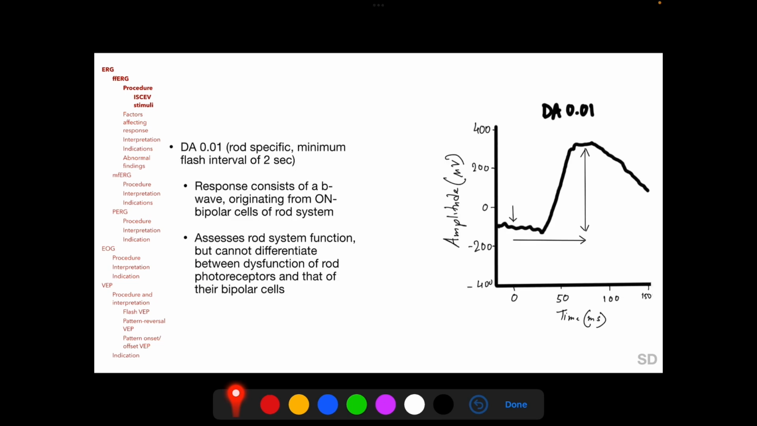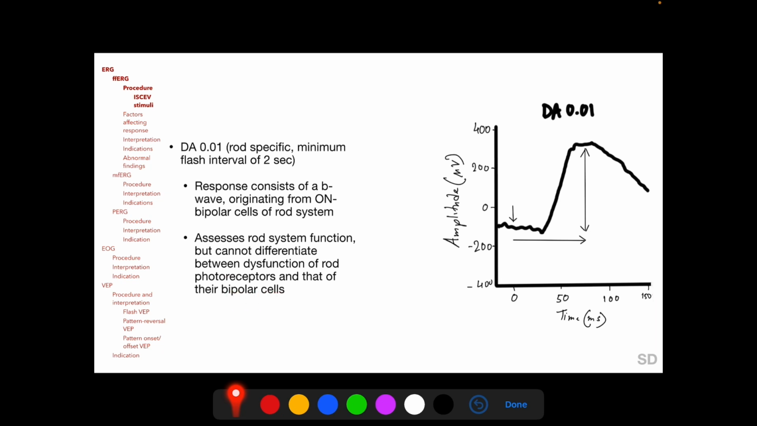The first of the 6 ICEV standard testing is the dark adapted testing with the 0.01 stimulus, which is also known as rod specific stimulation, and the minimum flash interval which can be used is 2 seconds. The response consists of a B wave originating from the on bipolar cells of the rod system. As we have discussed in the session on anatomy of retina, rods do not have off bipolar cells. This testing assesses rod system function but cannot differentiate between dysfunction of rod photoreceptors and that of their bipolar cells.